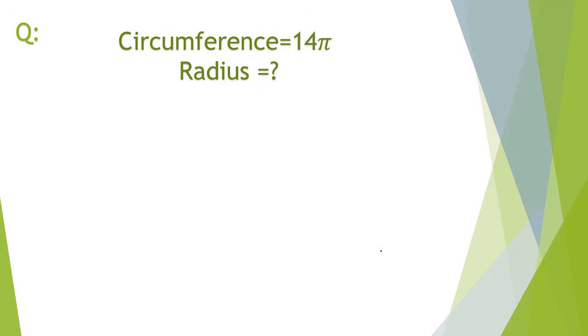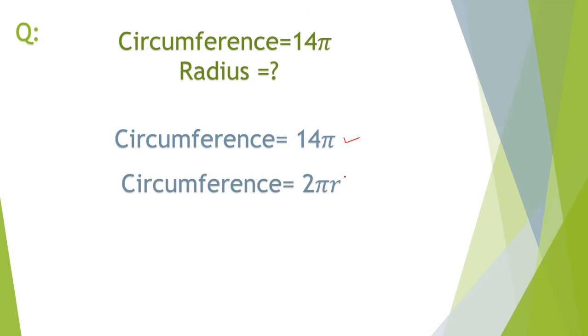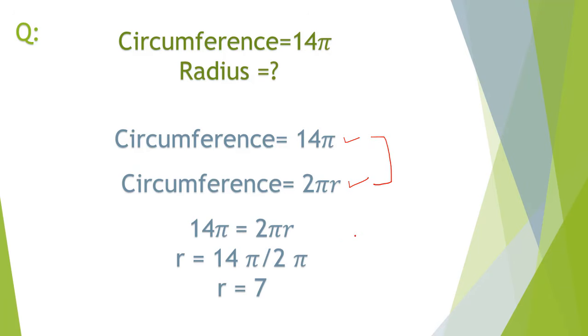If the circumference is 14 pi, what's the radius? You know the value of circumference and you know the formula of circumference. Now you can equate both of these to get the value of r. 14 pi is equal to 2 pi r. Keeping r on one side, 14 pi divided by 2 pi, radius is 7.